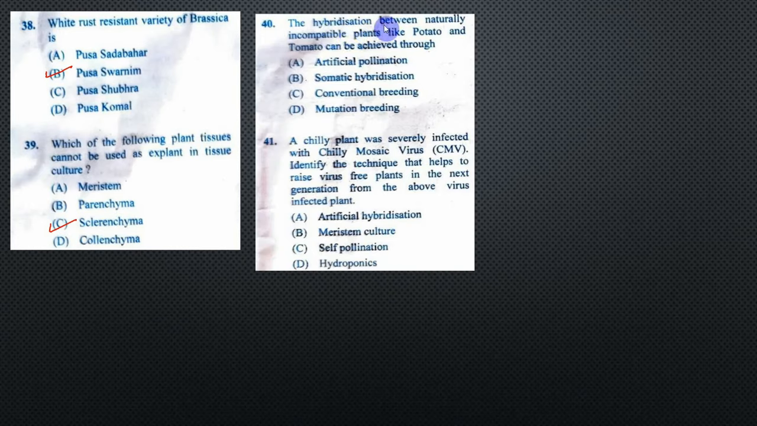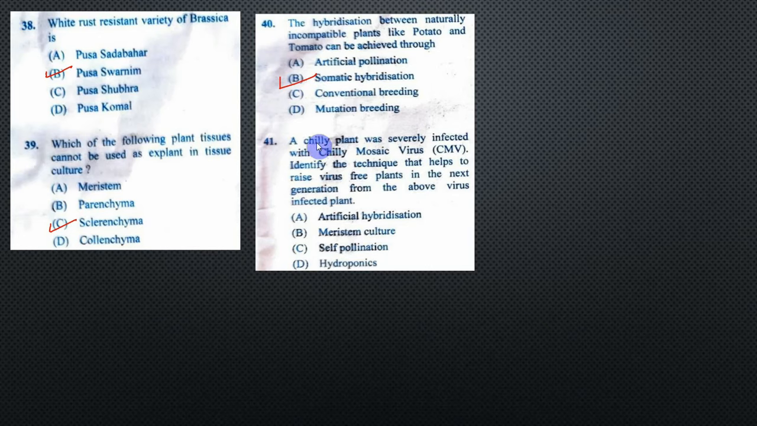The hybridization between the naturally incompatible plants like potato and tomato can be achieved through A artificial pollination, B somatic hybridization, C conventional breeding, D mutation breeding. So you can make them compatible by somatic hybridization process.